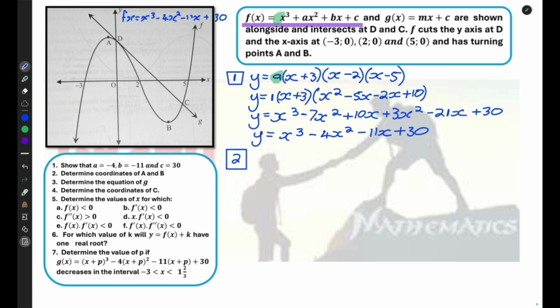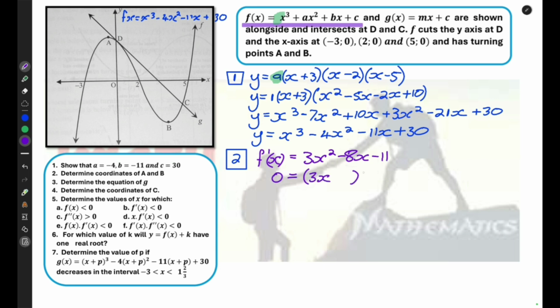Question 2, determine the coordinates of A and B, and I can see it is the turning points of this graph. So I now know the f(x) formula. Let me now just get the derivative formula. So f prime x would be equal to 3x squared minus 8x minus 11. If I now put that equal to 0, I can solve it.